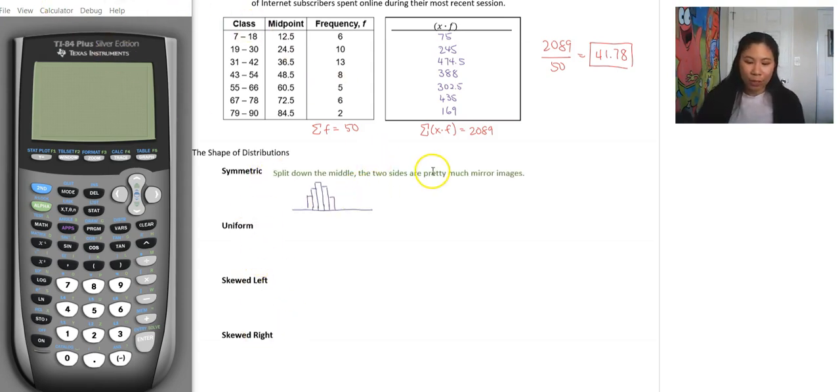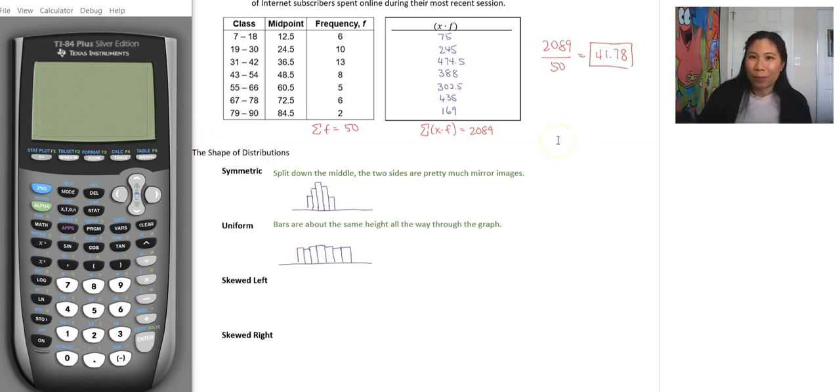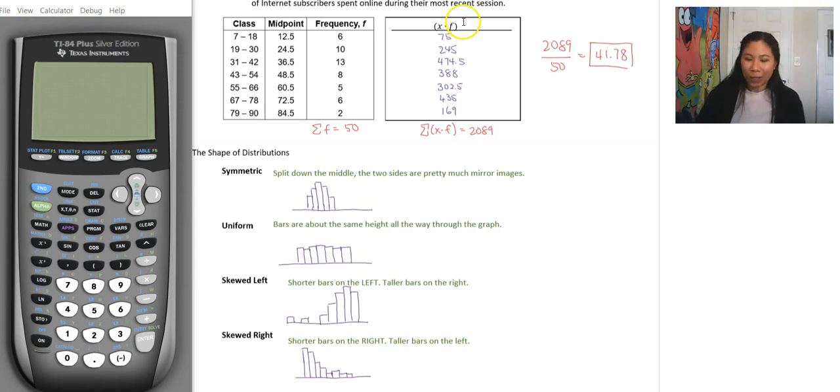So the first shape, symmetric, just means that if you split it down the middle, the two sides are pretty much mirror images of each other. And it doesn't have to be exact, as long as it's close enough. So when I say pretty much, that's what I mean. If the two sides are pretty much the same, if you were to mirror them, then that would count as symmetric. The second one is uniform. Uniform kind of means the same. So if all the bars in our graph are about the same height all the way across, then it would count as uniform. And again, it doesn't have to be exactly the same all the way across if they're pretty close, like this.